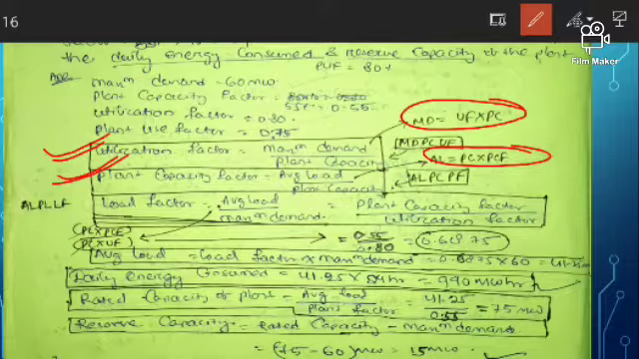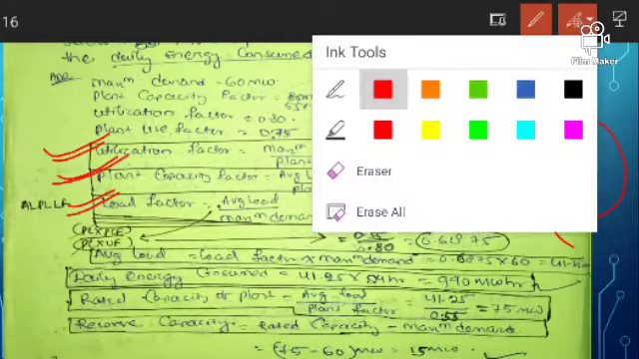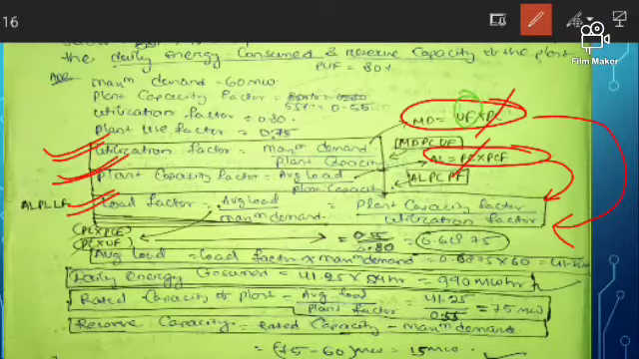So here we know the load factor is equal to average load divided by maximum demand. Put in the average load this formula, that is plant capacity into plant capacity factor, and the maximum demand is equal to utilization factor into plant capacity. So here the plant capacity and plant capacity will cancel each other and the only left out terms are the utilization factor and plant capacity factor. So plant capacity factor is in the numerator and utilization factor is in the denominator.